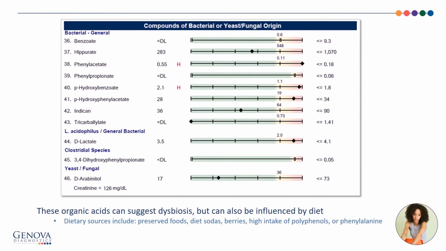Compounds of bacterial, yeast, and fungal origin are created by organisms in the intestines. They are absorbed by the body and then excreted in the urine. They're metabolites of bacteria and yeast. These organic acids can suggest dysbiosis, but they can also be influenced by the diet. And if you have a patient who's consuming a lot of processed foods, diet sodas, berries, polyphenol-rich foods, or even phenylalanine, then you might expect to see some elevations here. For this particular patient, though, she also had gut symptoms, and that should be taken into consideration when interpreting these results.